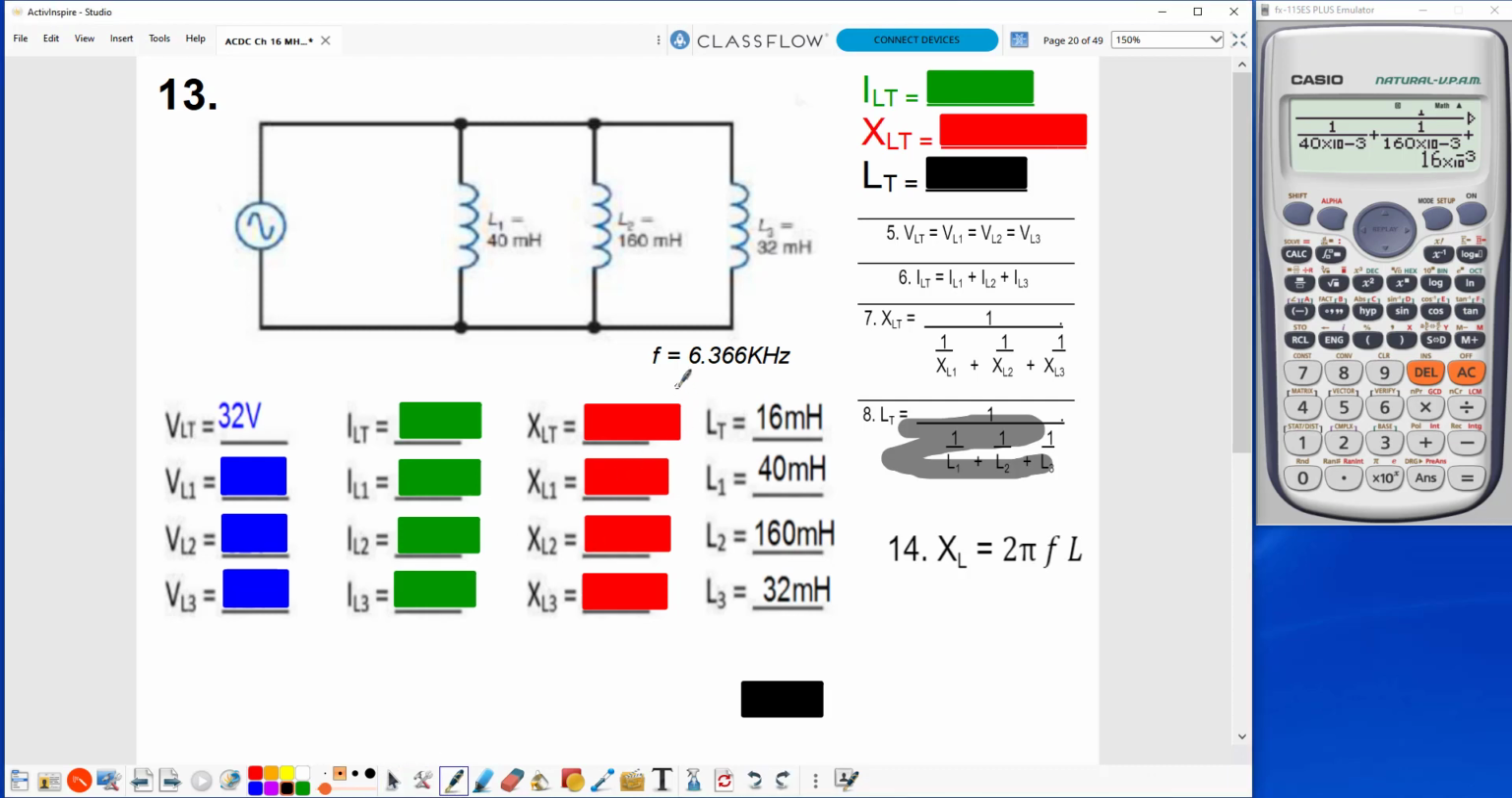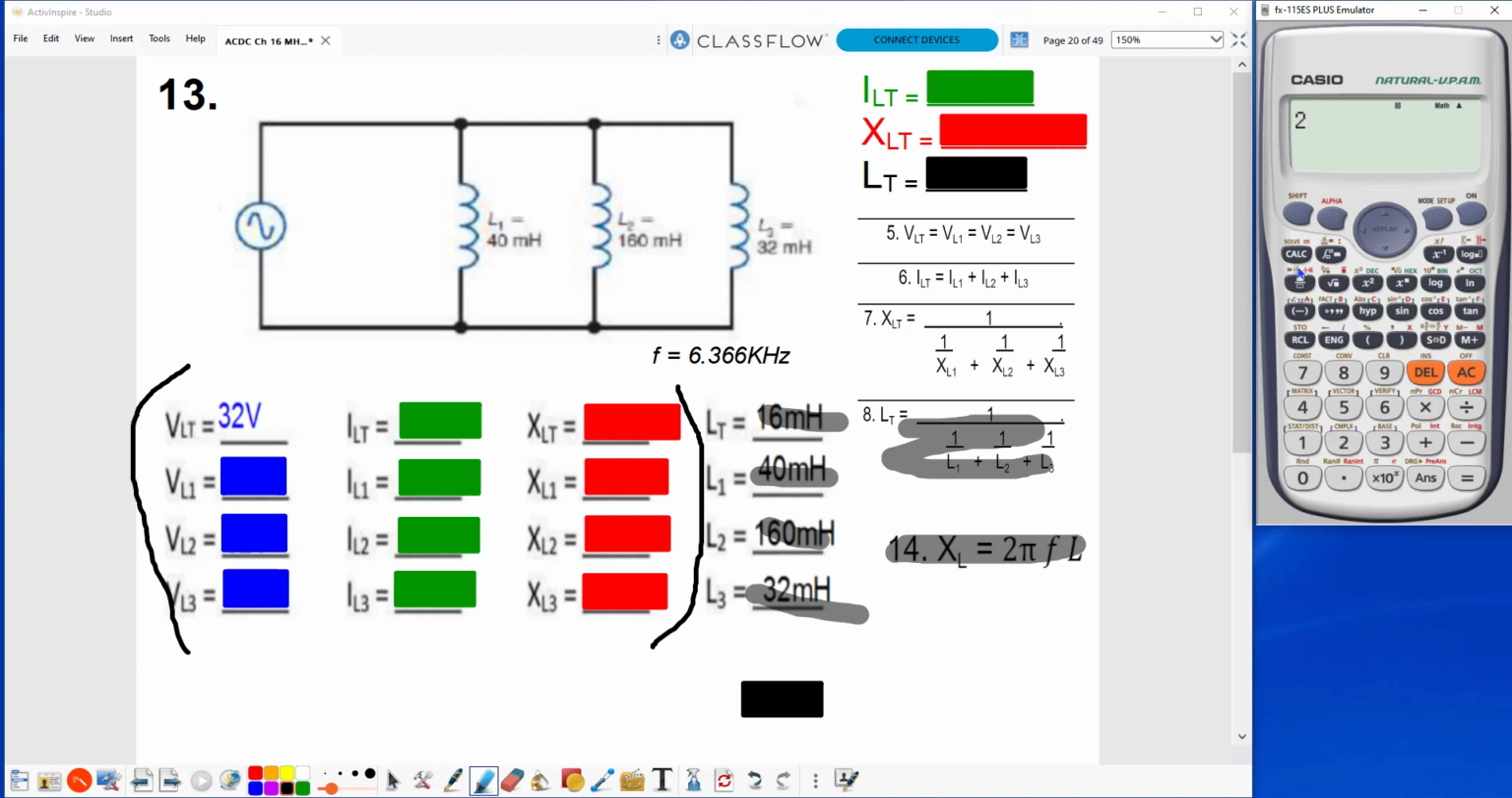Inside of these parentheses here, I can use Ohm's law. On this particular circuit, I'm given my L values, and if I'm given my L values, I have to find my X values. And in order to find my X values, I will use formula number 14 from the Chapter 16 formula sheet. XL is equal to 2 pi FL.